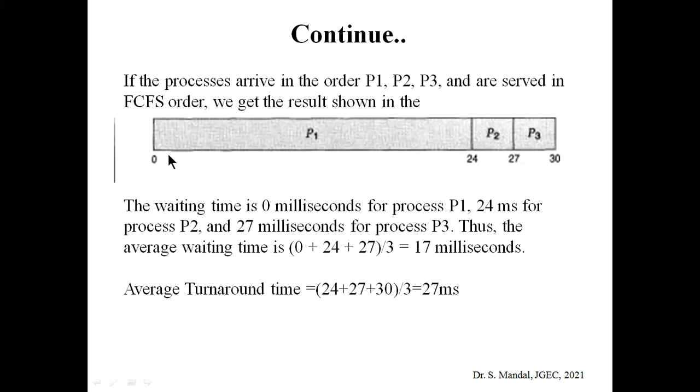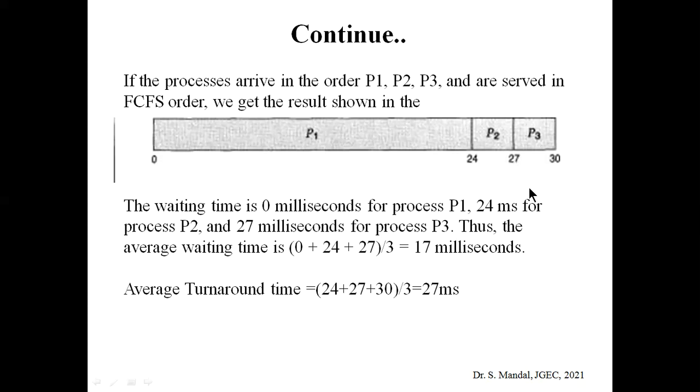So you can see that here the waiting time for the P1 process is 0 milliseconds, because P1 gets the CPU at 0 milliseconds. But here you can see that to get the CPU, the P2 process needs to wait up to 24 milliseconds, and the P3 process needs to wait 27 milliseconds.